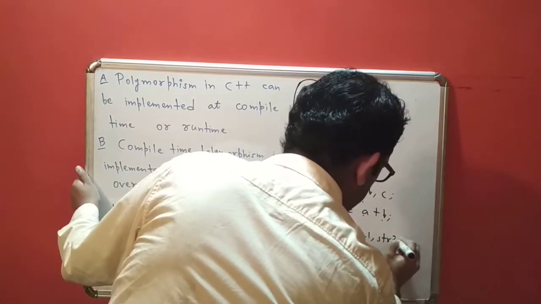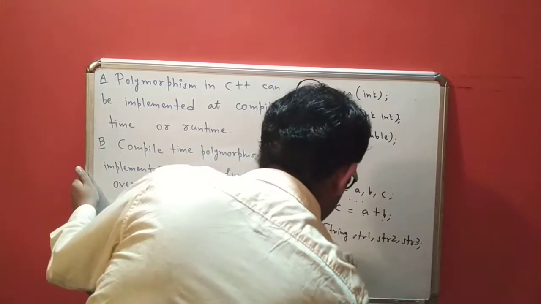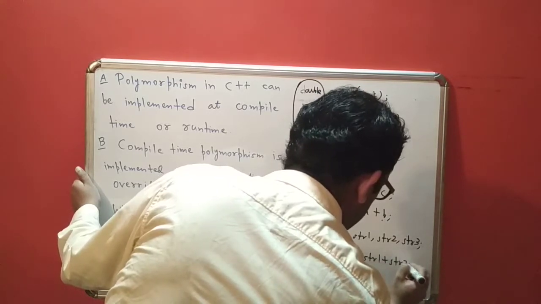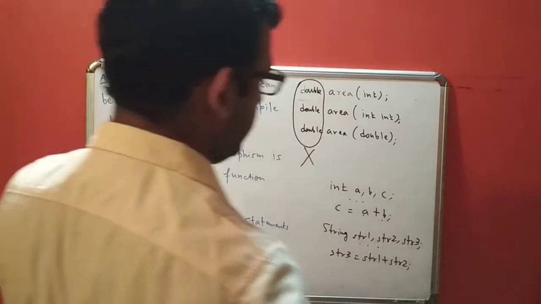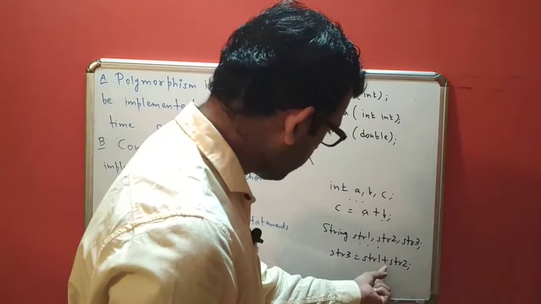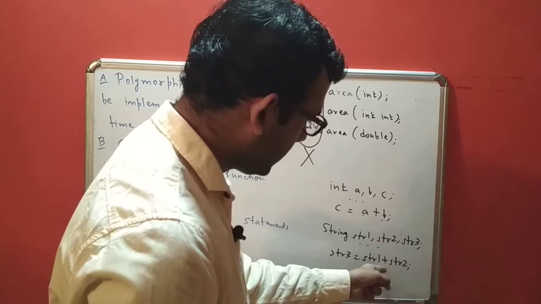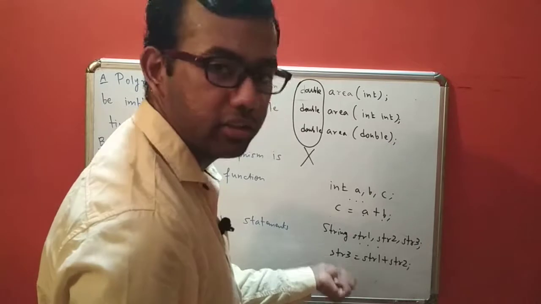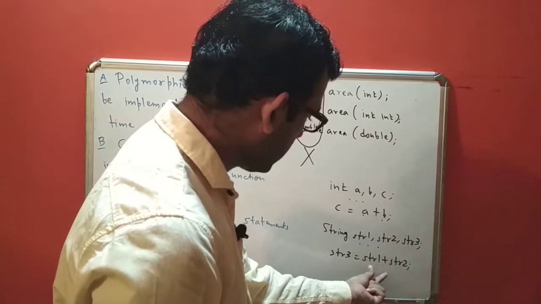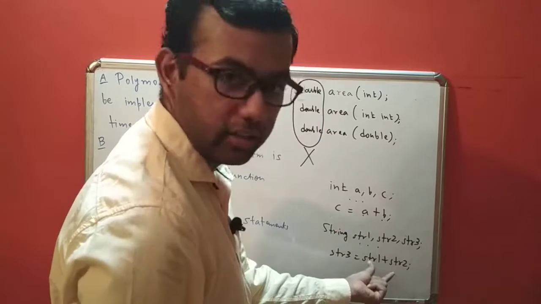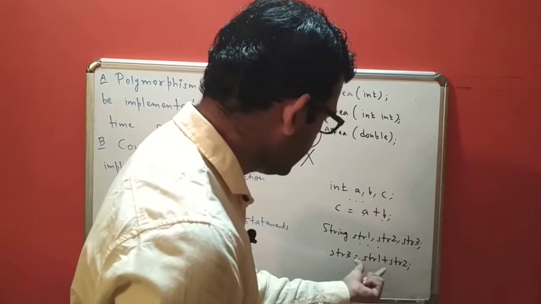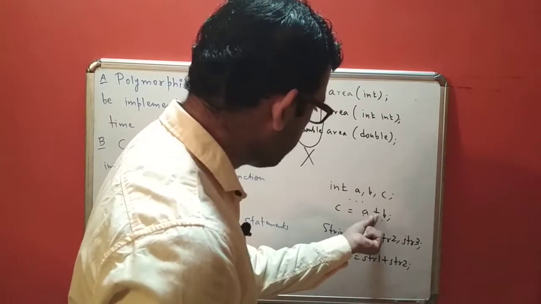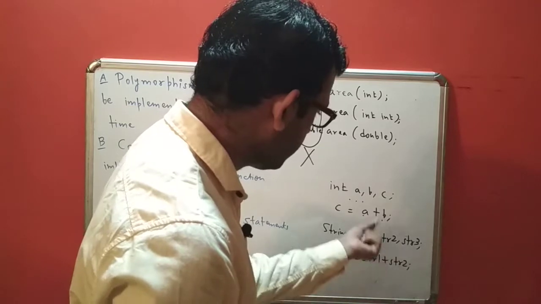str1, str2, and str3, and I write str3 equal to str1 plus str2 and some programming statements in between. Now what will happen? What role will the plus operator play in this case? In this case, the plus operator will concatenate these two strings and assign it to the string str3. So depending on the context, see, the context in this case is string types. The context in this case is integer types. So depending on the context, the plus operator is playing different roles.